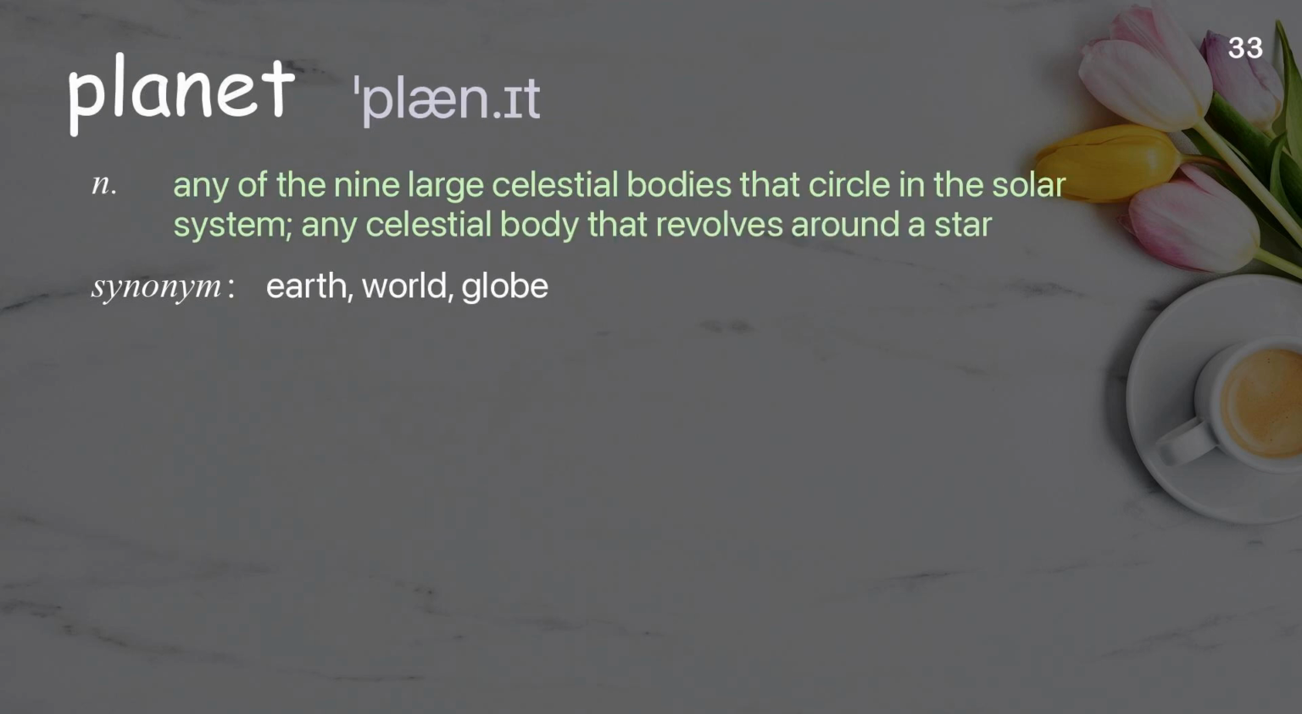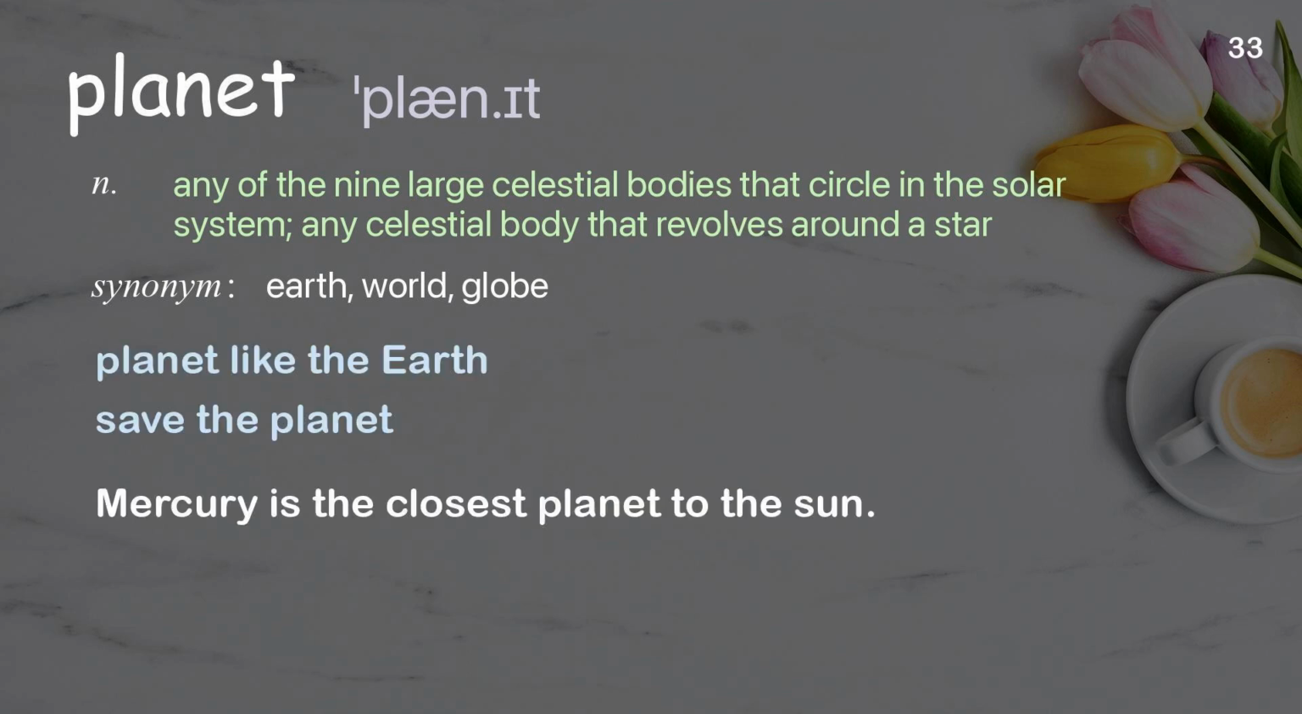Planet. Any of the 9 large celestial bodies that circle in the solar system, any celestial body that revolves around a star. Examples: planet like the Earth, save the planet. Mercury is the closest planet to the Sun.